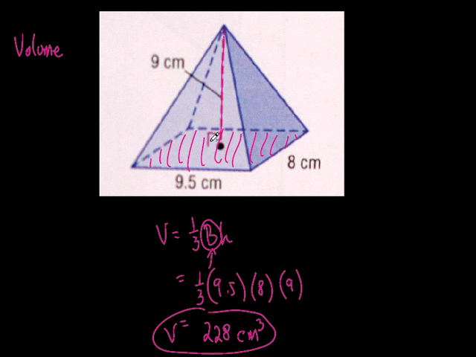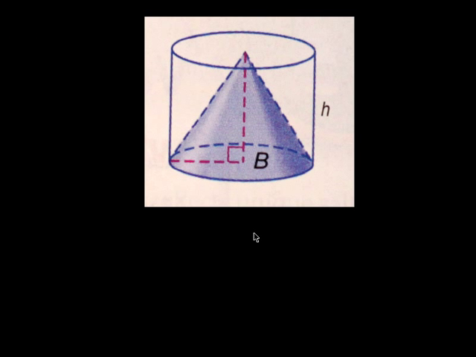But you got to be able to figure it out either way. All right, let's go to another one. Now we're going to talk about a cone. I stuck that cone inside of a cylinder right here. And so this is exactly the same thing as what the pyramid was. Remember, we put the pyramid inside of the prism?